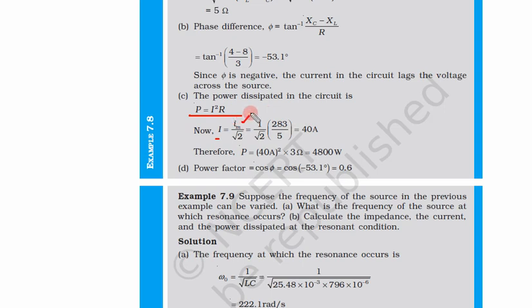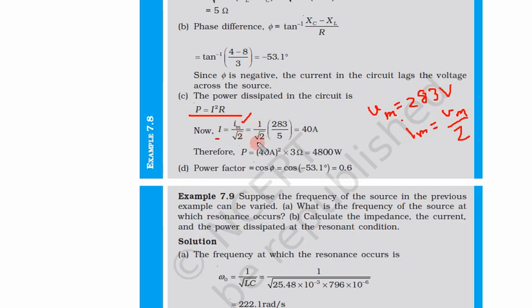Why we have taken this maximum? Because we have given the peak voltage. We have given the peak voltage Vm is equal to 283 volts, and I from the relation Im is equal to Vm upon Z. So we have applied this relation.